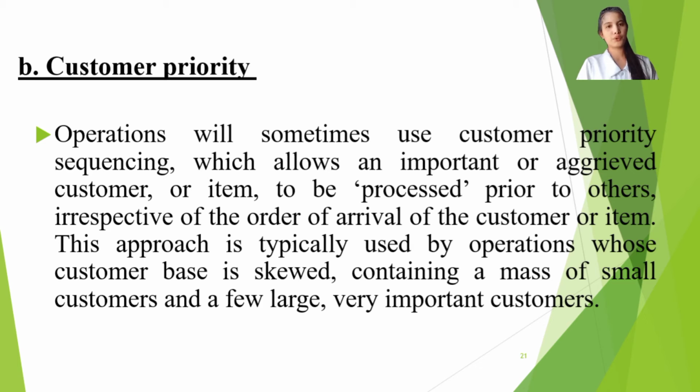B. Customer priority. Operations will sometimes use customer priority sequencing, which allows an important or aggrieved customer or item to be processed prior to others, irrespective of the others' arrival. This approach is typically used by operations whose customer base is mostly a mass of small customers and a few large, very important customers.